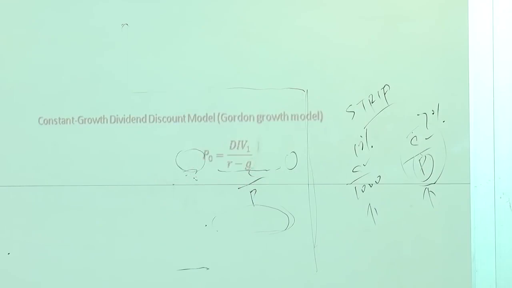And this is a constant growth model, right? The Gordon growth model. So DIV is the next dividend, the dividend that happens one period from now. R is the discount rate, and G is the growth rate of dividend.